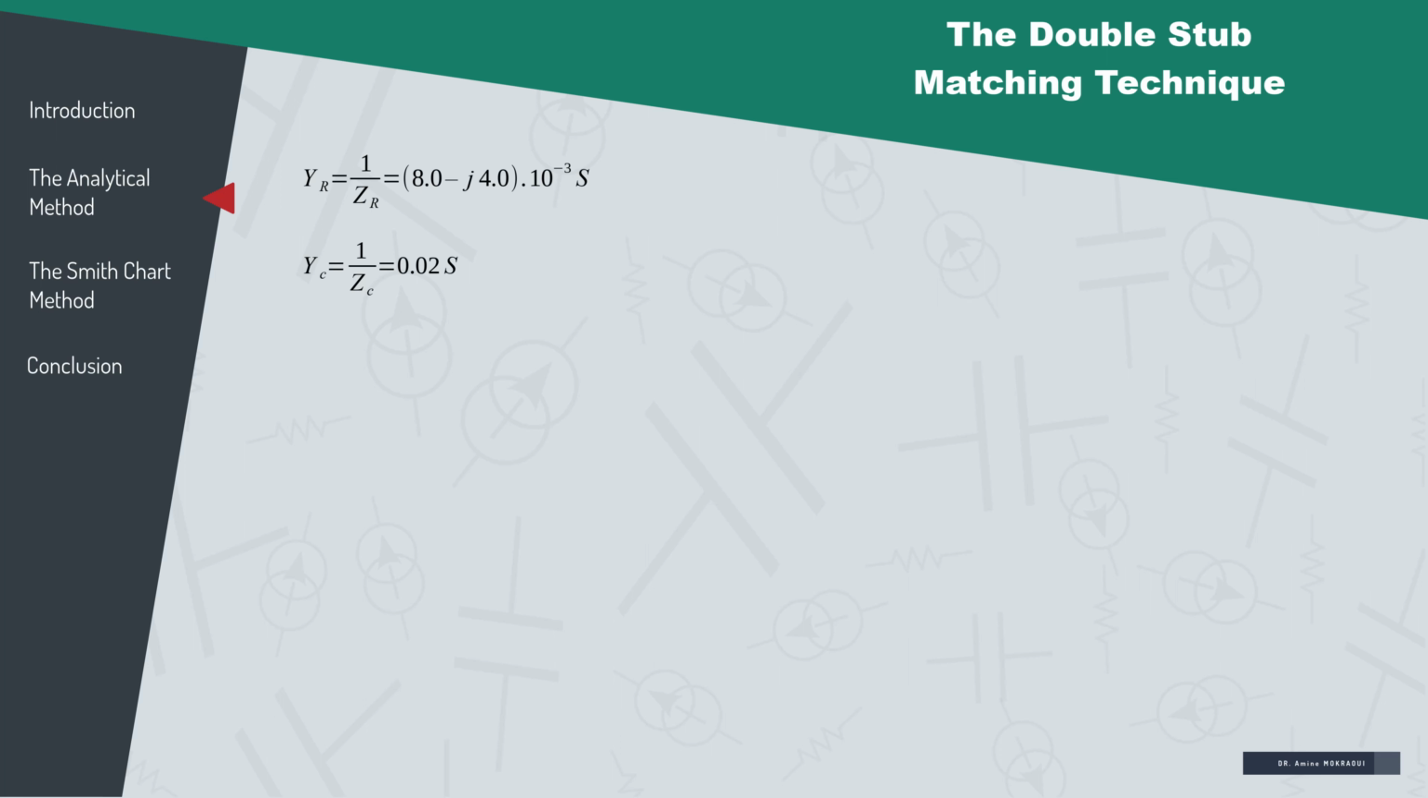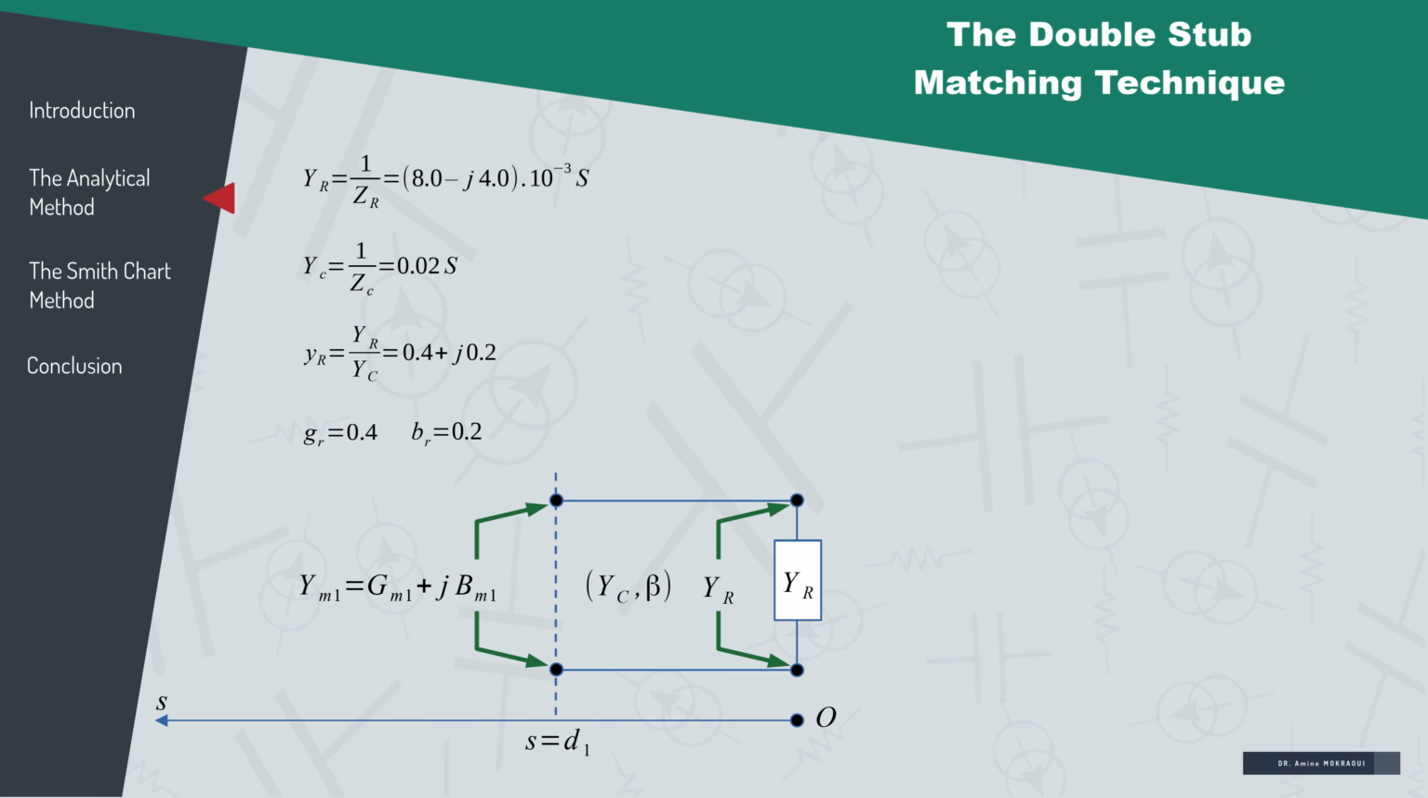For example, the reduced load admittance will be equal to lowercase yR, which is easily calculated as follows. The reduced yR equals the plain YR divided by YC, which is equal in this example to 0.4 plus J0.2. The reduced admittance yR has a reduced conductance gR equal to 0.4 and a reduced susceptance bR equal to 0.2.